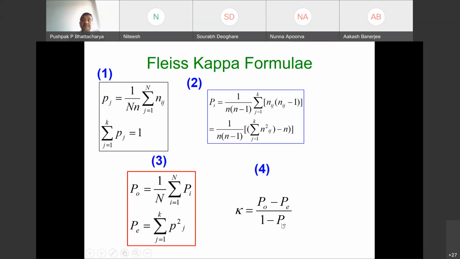Okay, and 1 minus PE, as in Cohen kappa, is the normalizing factor. PE is the correction factor, the probability of chance agreement. Now, why does the chance agreement get computed this way? That is, pj square, j equal to 1 to k, where pj is 1 by N into n, sum over i equal to 1 to N of nij. Why is it calculated this way? We have to understand them in more detail.